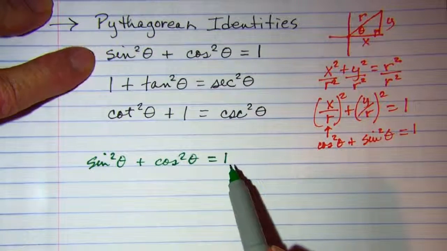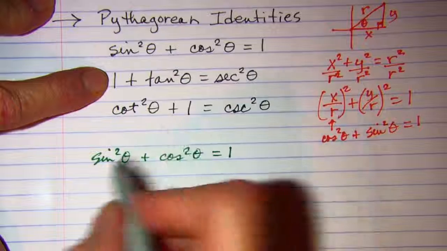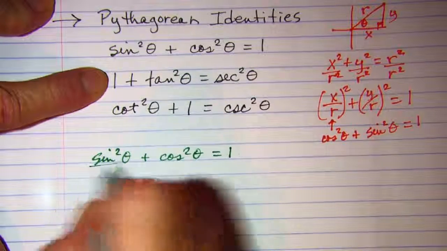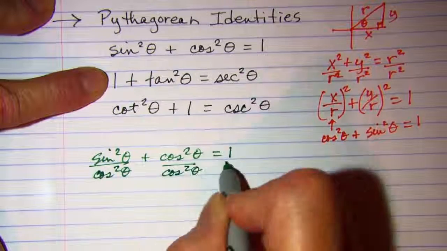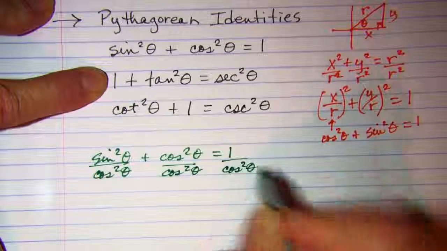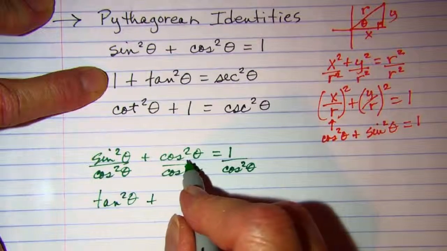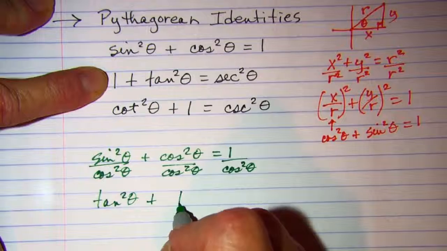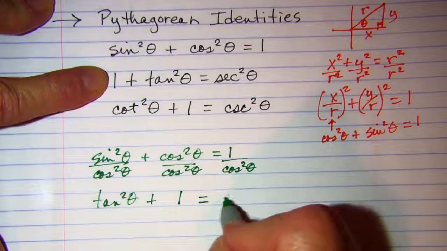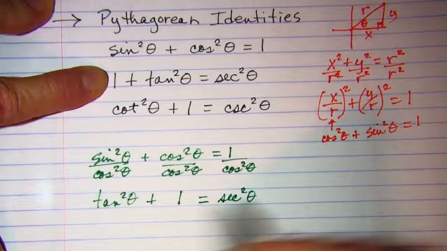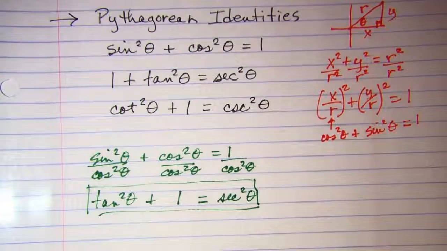Now let's say you want an identity that involves tangent. That'll be the second one. Then you want sine squared over cosine squared, so you can divide every term by cosine squared, and that'll give you your tangent squared, plus, and then cosine squared divided by cosine squared is 1, equals, and then this is a reciprocal function, so secant squared. So we easily and quickly develop this second identity.